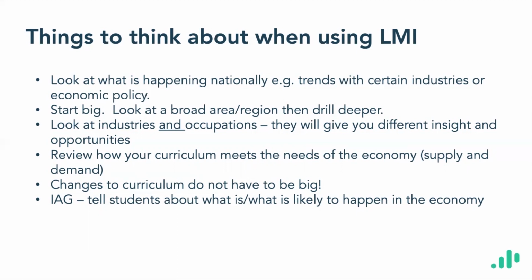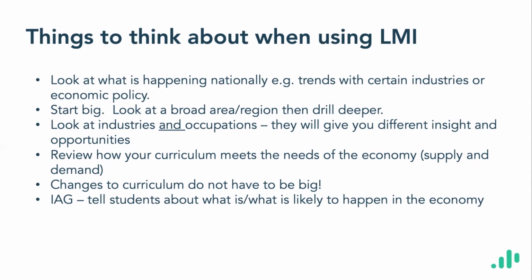Review how your curriculum meets the needs of the economy. So we can start to look at supply and demand. How many qualified people are you putting out into the marketplace compared to how many job openings there are on an annual basis? And I think I mentioned this earlier on, and I'll definitely show you an example of this in the data, but changes to curriculum don't have to be big. Sometimes just the smallest change could really align something to the local labour market need. And so I'll certainly show you an example of that when we look at the data.